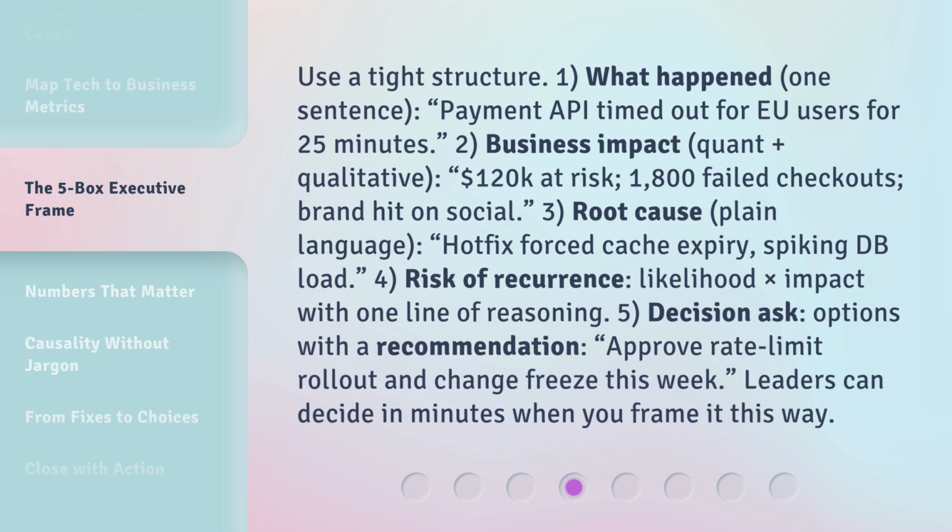4. Risk of recurrence. Likelihood times impact with one line of reasoning. 5. Decision ask. Options with a recommendation. Approve rate limit rollout and change freeze this week. Leaders can decide in minutes when you frame it this way.